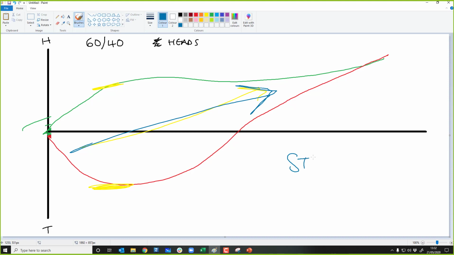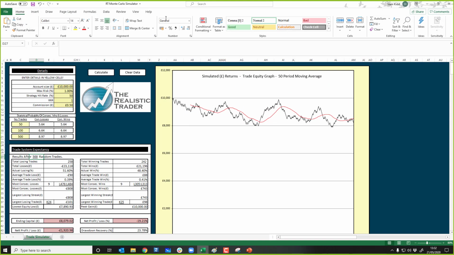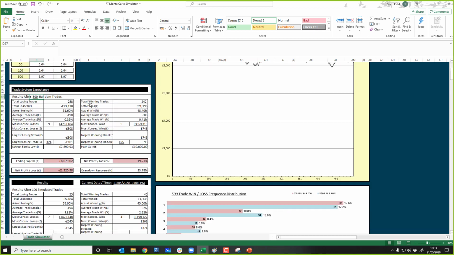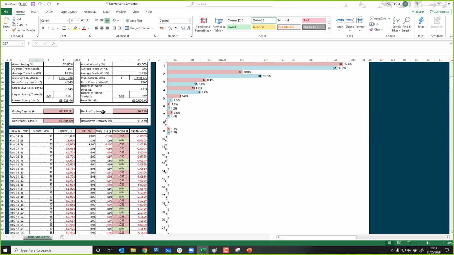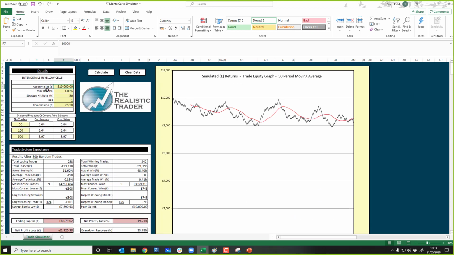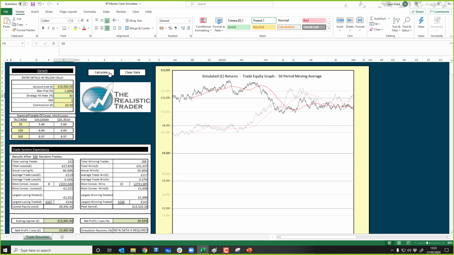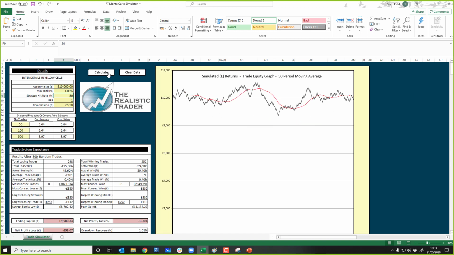Now we need to look at streaks. So this is an interesting one. So let's get the Monte Carlo up. So here we go. We've got the Monte Carlo projection. You'll find this later on in the course. So let's say you start an account with 10 grand, max risk 1%, hit rate 50-50, commission, whatever. So every time I click this, it's going to run a new Monte Carlo projection.